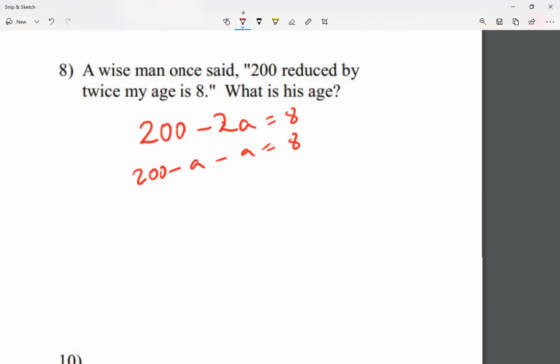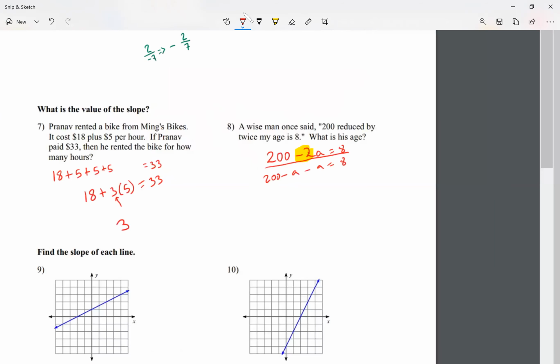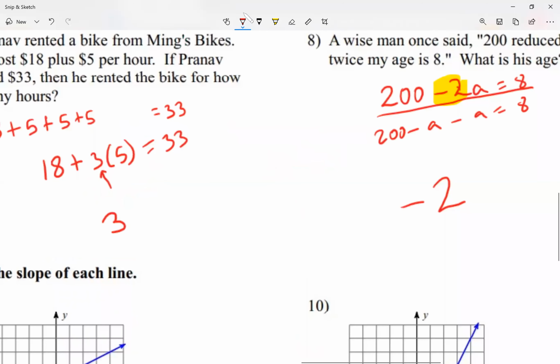A repeated -2 times. So my instructions here on the top, I'm not solving for the man's age. I'm solving for what is the value of the slope. In this case, my slope is -2. How many times did this repeat? -2. Big thing I want us to emphasize here.